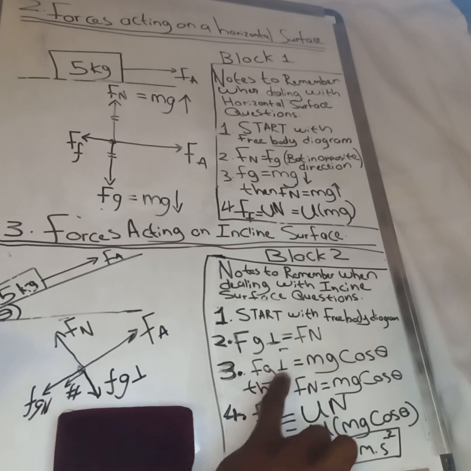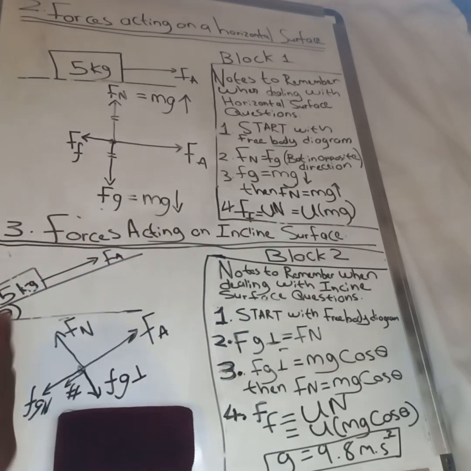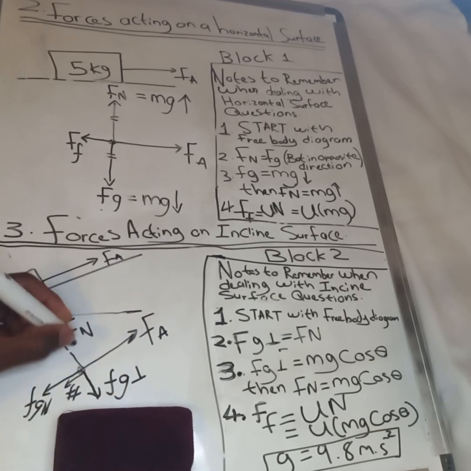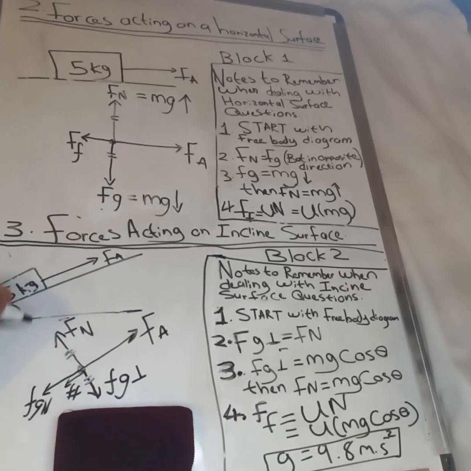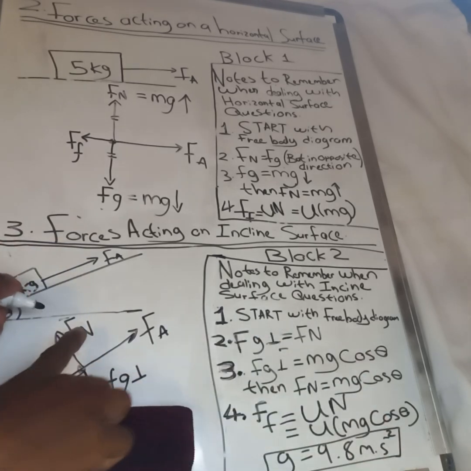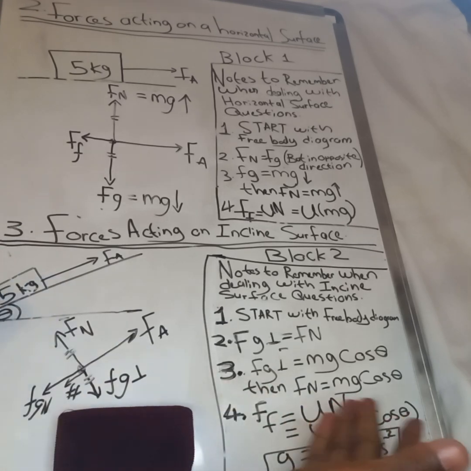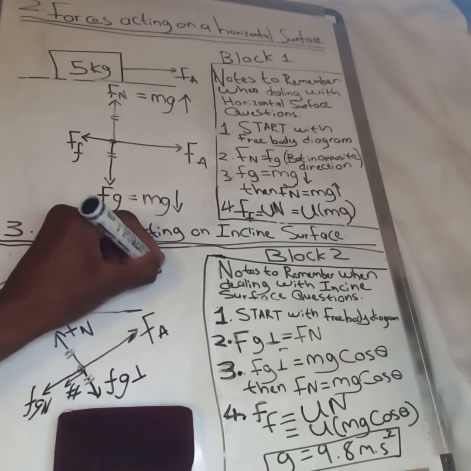So the formula for Fg perpendicular is equal to what? mg cos theta. So now we have an inclined surface. Normal force is no longer equal to Fg, but Fg perpendicular. Normal force is now equal to what? Fg perpendicular. So the formula for Fg perpendicular is mg cos theta, meaning that the formula for Fn is going to be mg cos theta.